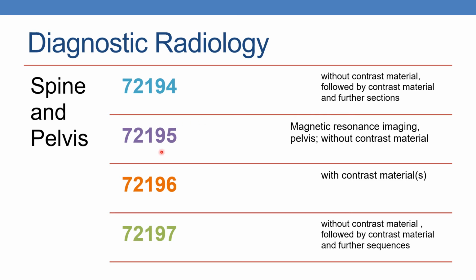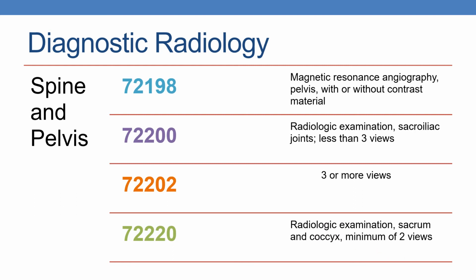The next is 72195, MRI, pelvis without contrast. The next is 72196, MRI, pelvis with contrast. The next is 72197, MRI, pelvis without contrast material, followed by contrast material and further sequences. The next code is 72198, which is nothing but MRA, pelvis without or with contrast material.